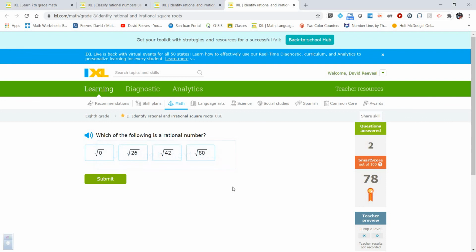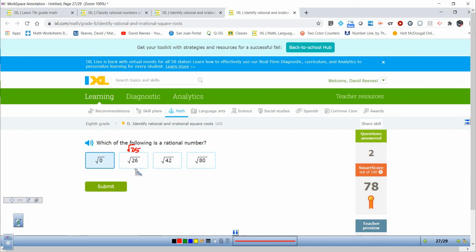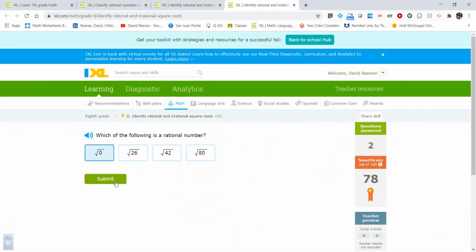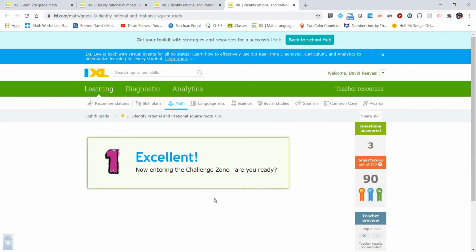All right, skip up to the next level. What do we have? Which of the following is rational? Well, which is a perfect square? The square root of 0 is a perfect square. Is 26 a perfect square? No. 42 a perfect square? No. 80 a perfect square? No. Again, 26 is between 25 and 36. 42 is between 36 and 49, and 80 is between 64 and 81. Okay, so none of these are rational. They are all irrational. All right, and now to the challenge zone.